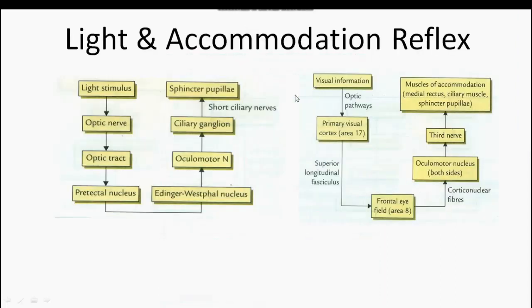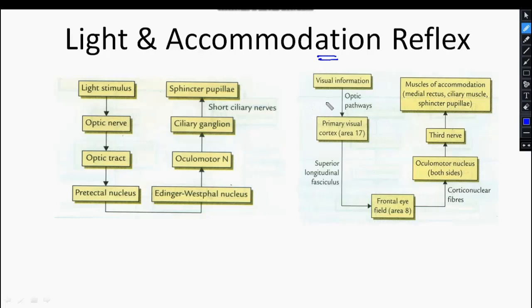Now we are about to end the lecture. See this accommodation reflex. Actually, when an object at a distance comes closer and closer and very close, in order to see that object, we have to accommodate. So the accommodation takes place by constriction of the pupil, thickening of the lens, and convergence of both eyeballs. Remember, both eyeballs, and this is brought about by a pathway. That pathway is known as the accommodation reflex.